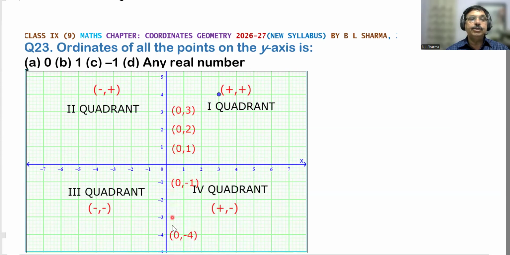The x coordinate is 0, which means the abscissa is 0. The first component is 0, but the second component can be any real number. This is not fixed. See, the y coordinate is changing. Here it is 3, this is 2, this is 1, this is -1, this is -4. Here it will be -2, and here it will be -3. Here it will be 0. So what is the answer? The y coordinate on the y-axis can be any real number.